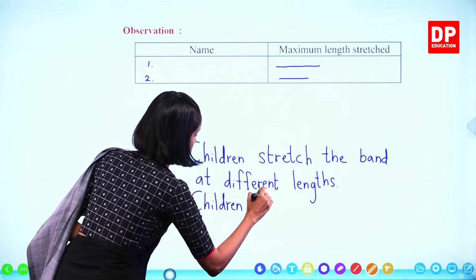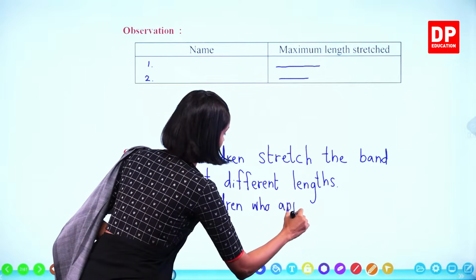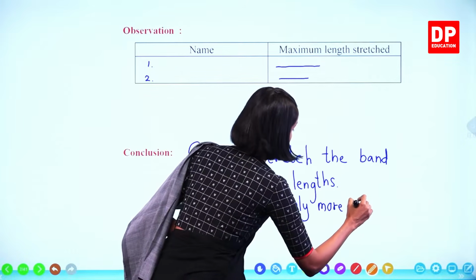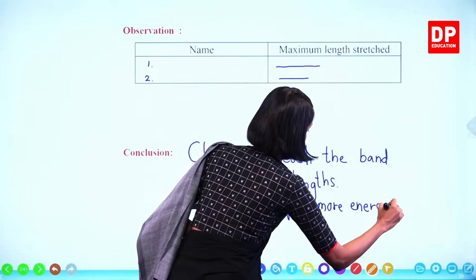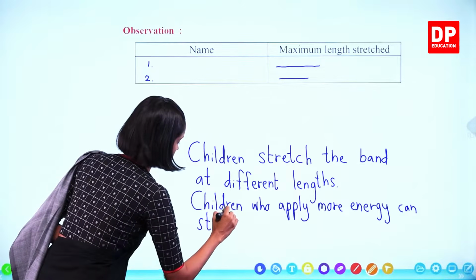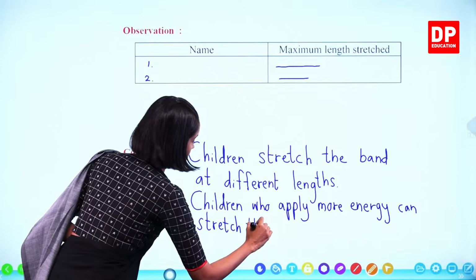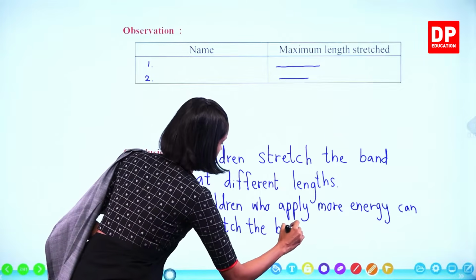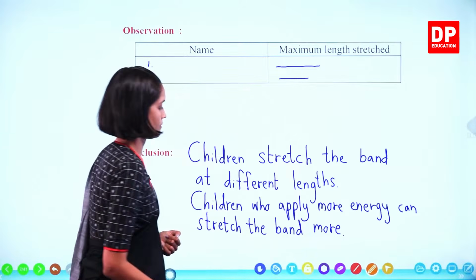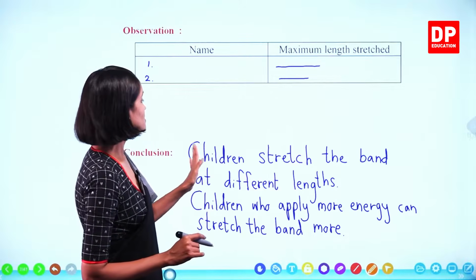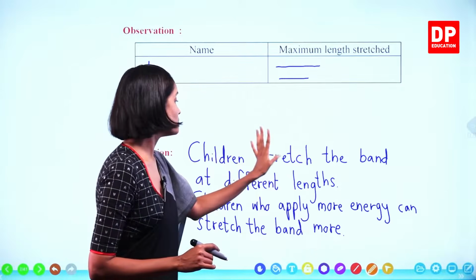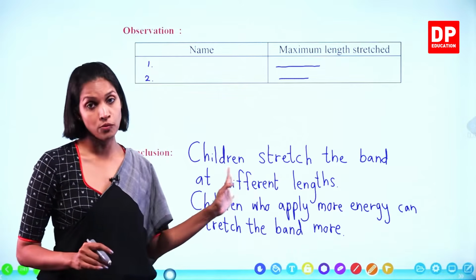Children who apply more energy can stretch the band more. Right, children? Children stretch the band at different lengths. Children who apply more energy can stretch the band more.